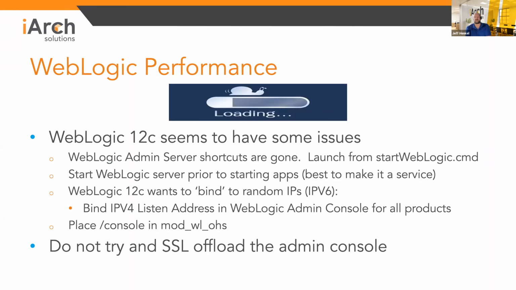The other thing I've noticed is that WebLogic 12c kind of wants to randomize which address it's binding to, and this is especially true when IPv6 is available. So I've been doing a couple things here. You can look at the documentation, the support matrix, and they will tell you 100% that IPv6 is certified. And I've had nothing but headaches with it. So as a general rule of thumb, I have been disabling IPv6 on all of my 11.2 builds. And I've gone a step further, and I bind the IPv4 listen address in the WebLogic admin console for all the products, right?